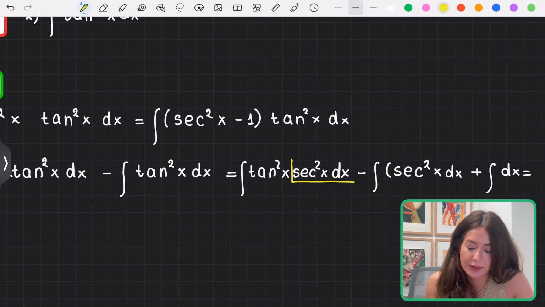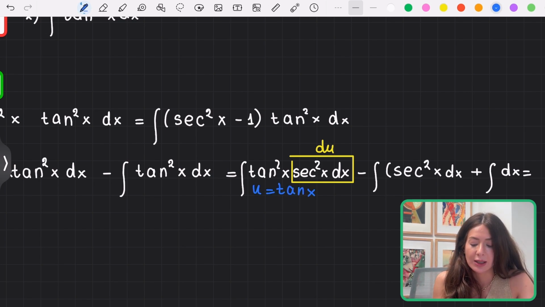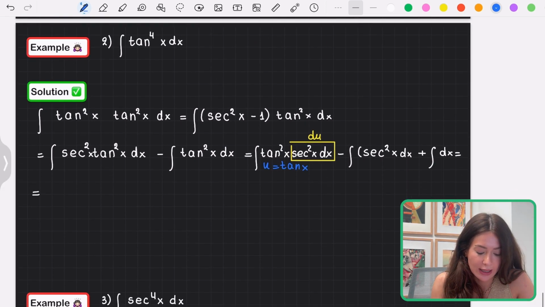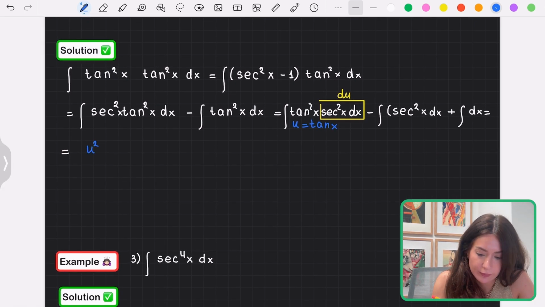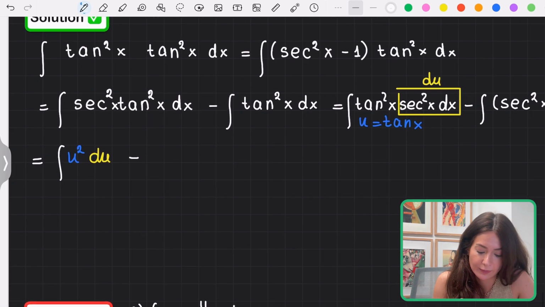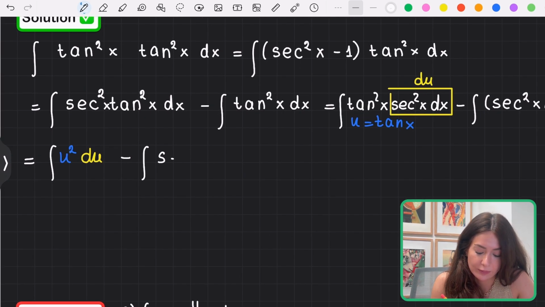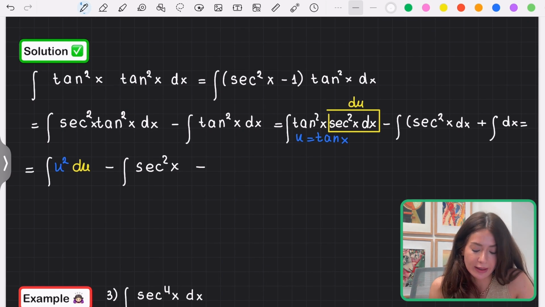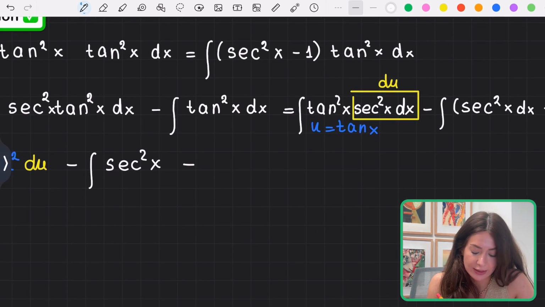So this is du, where u is tangent, and u square is tangent square. So I have u square du, because the derivative of tangent is secant square x. Antiderivative of secant square x is tangent.